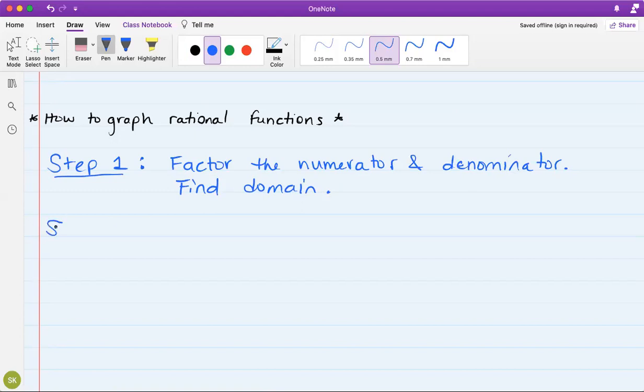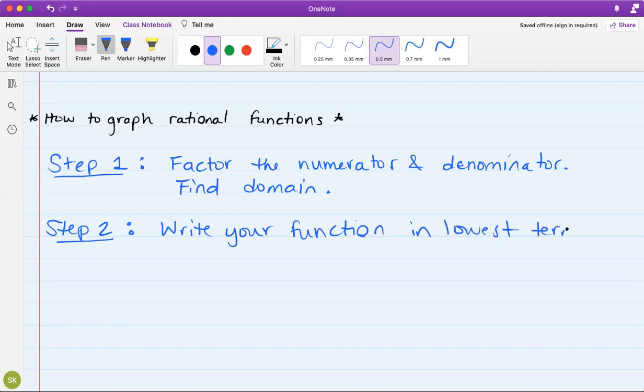After you do that, your next step is to write your function in lowest terms. That means if you have a common factor in the numerator and the denominator, you want to get rid of those. And you want to do that after you find the domain.